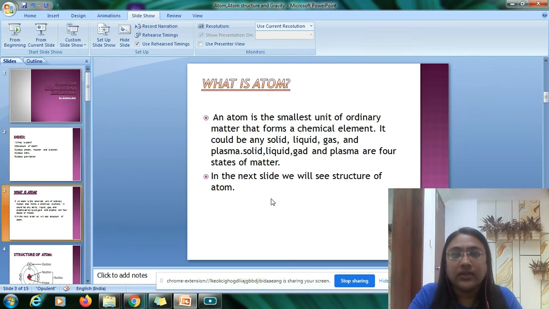So we all know one definition of atom: it is the smallest unit of matter, of one chemical element. And there are mainly three types of matter, solid, liquid, and gas, and the fourth one is plasma. All matter consists of its basic unit, the atom, just like in our body, the cell is our unit.